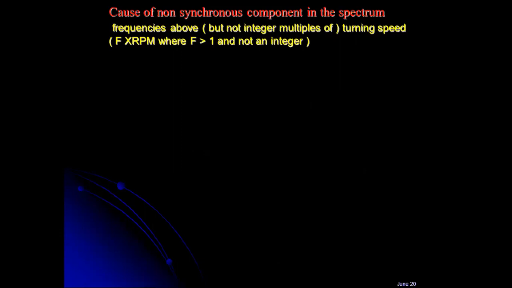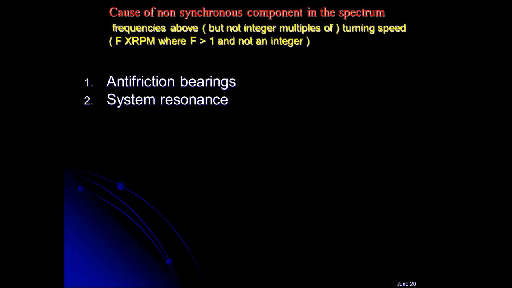Number 3, the causes of non-synchronous component in the spectrum, frequencies above but not integer number. Running speed frequency by RPM, but the frequency is more than 1 and not an integer number. What does it mean? It means if the running speed equals 3000 RPM, 1x, the vibrations will appear at 1.2, 2.4, 3.2, and so on. What is the problem? Anti-friction bearing problem, system resonance, electrical problem, and other causes.